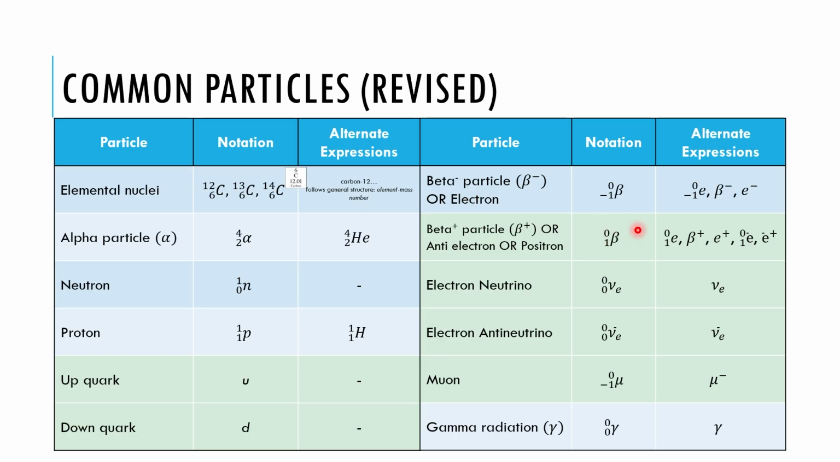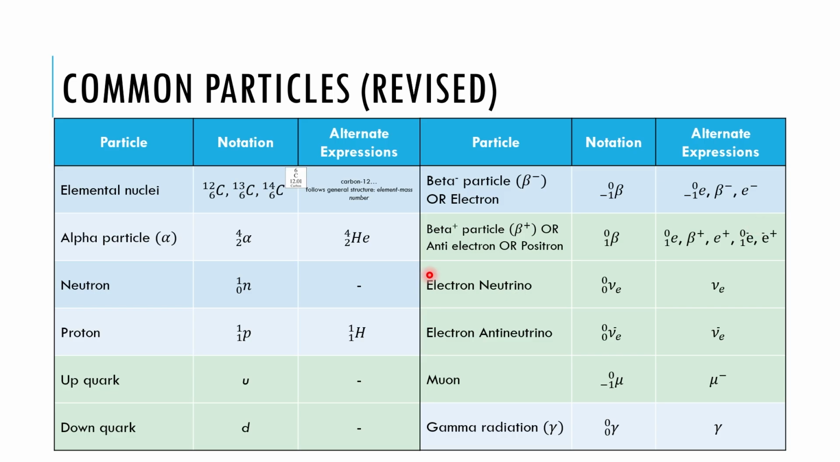We would write this as 0, 1 beta. But there are many alternate expressions that we could also use. We could express it as 0, 1 e, beta plus, e plus, and for antiparticles as well, you may also see them expressed with a little bar on the top. So for example, 0, 1 e bar or e bar plus.